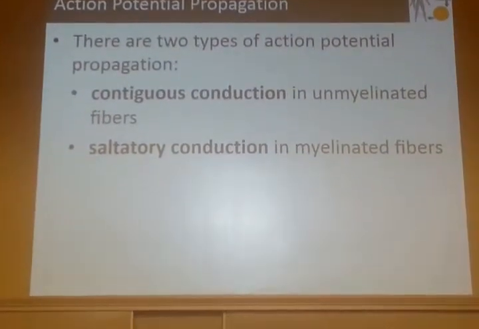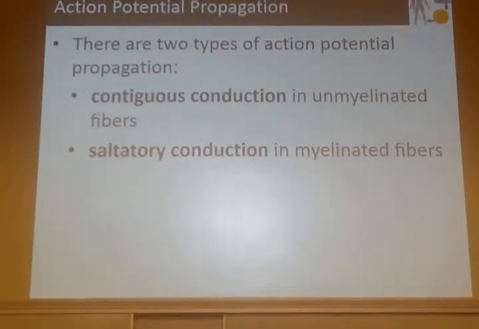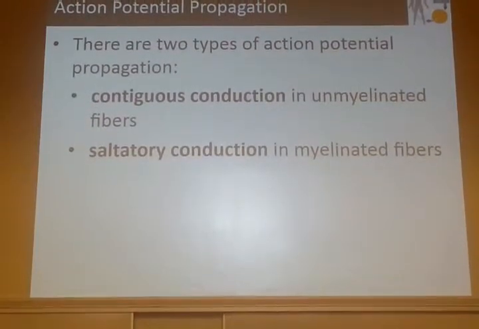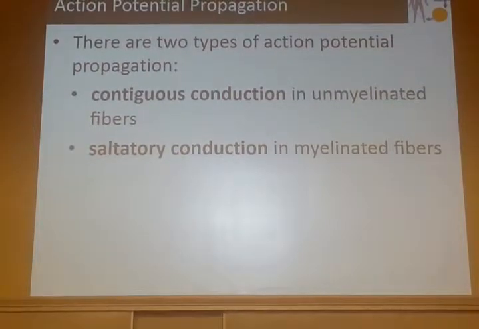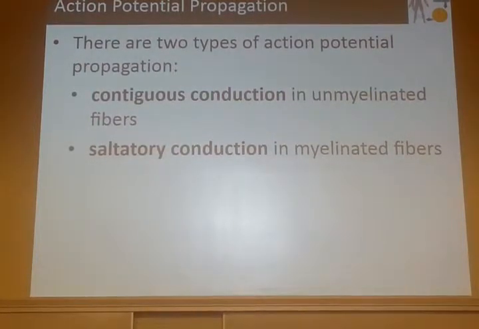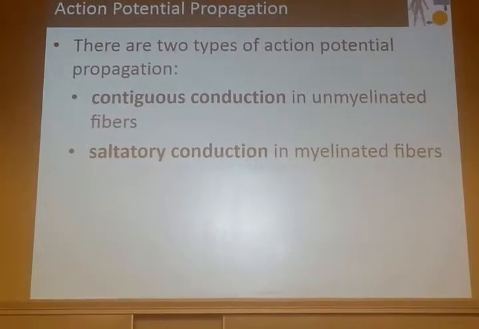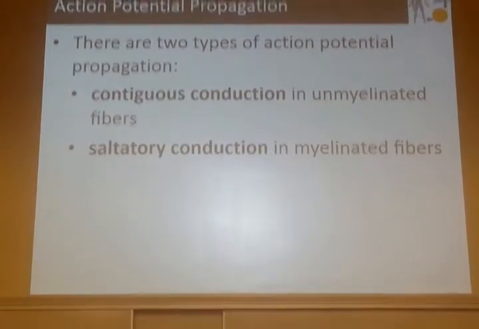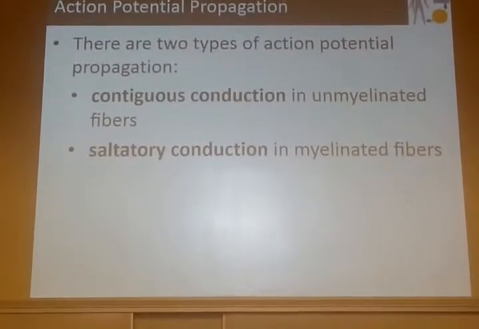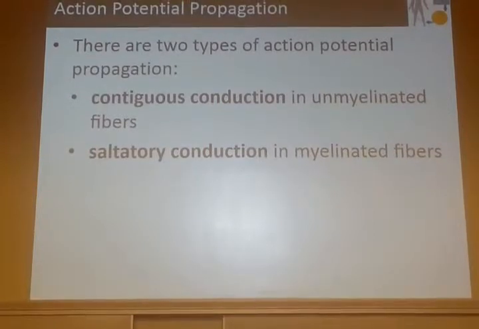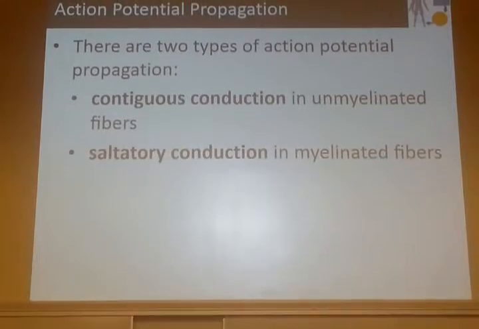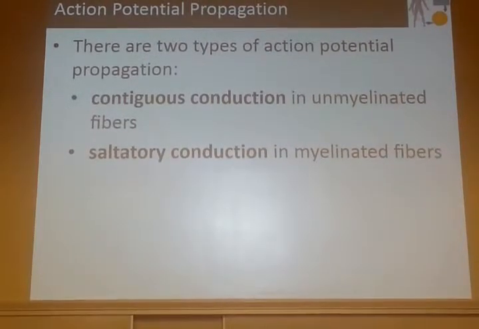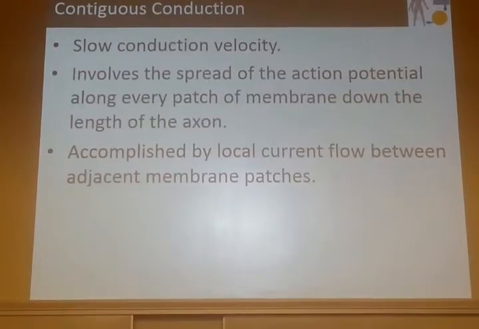With saltatory conduction, where you have myelination, you can skip large amounts of axon. Large is relative because we're talking about something that's really small. But you can skip underneath the myelin and you don't have to open any voltage-gated channels under the myelin. Just have the charge move and not have it become too much less due to diffusion under the myelin to the next node of Ranvier and open those voltage-gated channels.